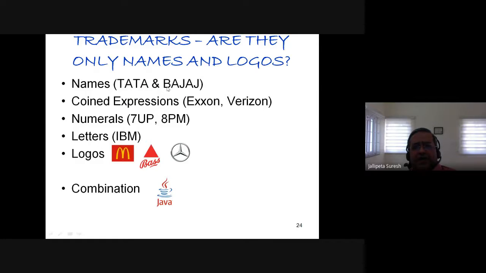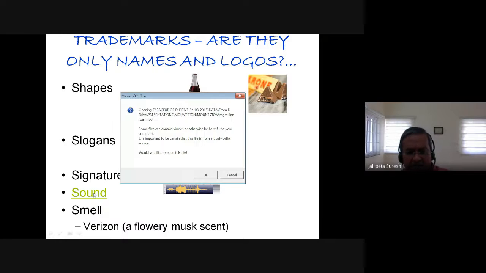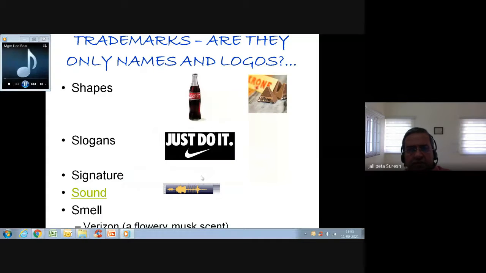So whether the trademarks can be only names and logos, yes, you can have names, you can have coined expressions, you can have logos, combination of names and devices, so on and so forth. You can also have trademarks for shapes. Here you can see Coca-Cola bottle shape as a trademark, and the shape of a chocolate here that can also be protected as a trademark shape. Slogans, signature, and sound. This is an interesting thing. Sound is something which we call it as a non-conventional trademark. Just have a look at that. Just hear this sound.